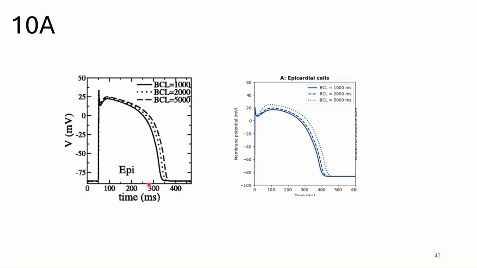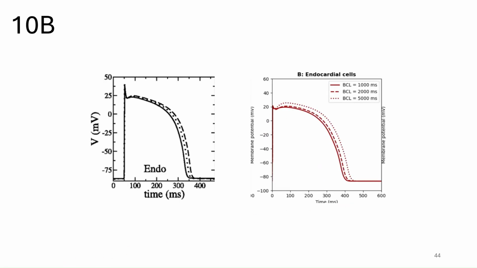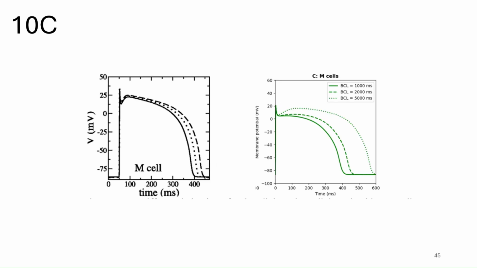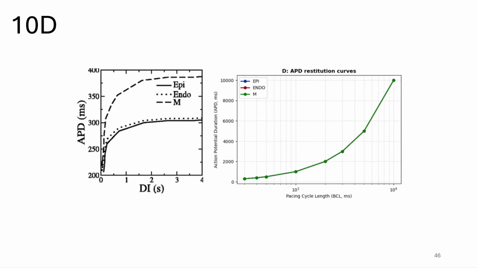These are the voltage versus time plots for the epicardial cell, showing the action potential. This is for the endocardial cell, and this is for the myocardial cell. And this is the APD distribution curve. It is different in the paper for all three cell types, but in the reproduced plot it is the same, because there is some error in reproducing the plot.